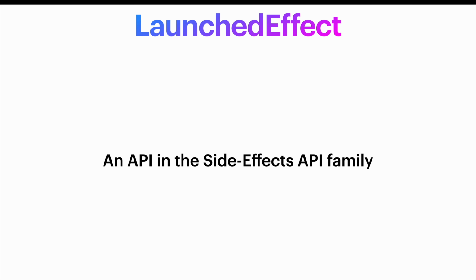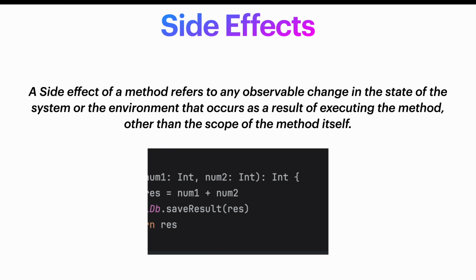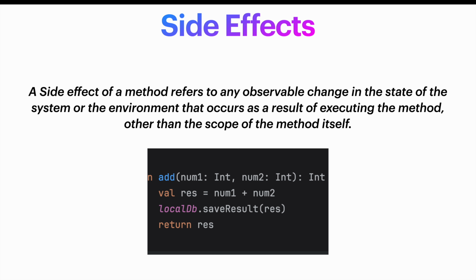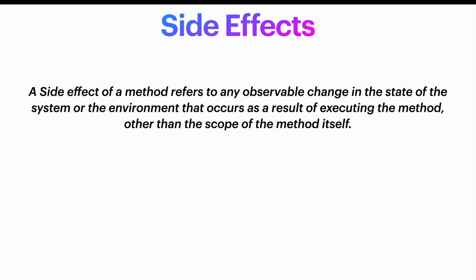First, let's briefly talk about side effects. A side effect of a method refers to any observable change in the state of the system or the environment that occurs as a result of executing the method, other than the scope of the method itself. If a method adds two numbers, for example, but inside we save the result to the database, this saving of the result is a side effect.